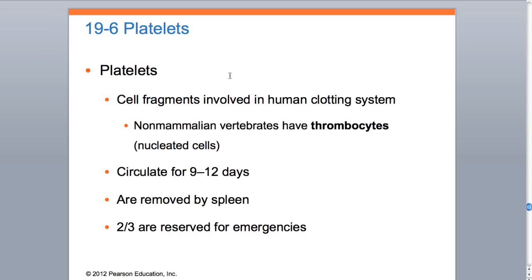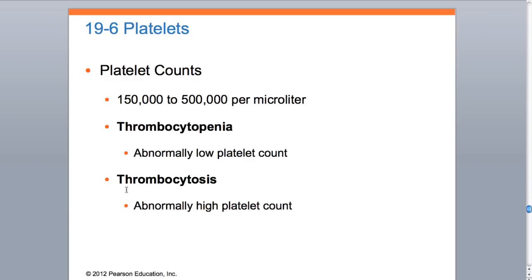So we have platelets. Now earlier I said that we have megakaryocytes producing thrombocytes. Thrombocytes will in turn produce the platelets. Now, next slide. Have this slide down. Thrombocytopenia refers to low platelet count, and thrombocytosis refers to a high platelet count.